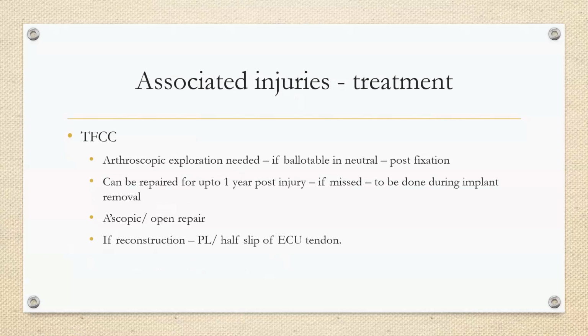With respect to the treatment of associated injuries in distal radius fractures, the indication for an arthroscopic exploration is the presence of DRUJ instability following fixation, which invariably implies a possible TFCC injury. All distal radius fractures should be checked for DRUJ stability after primary fixation, and if found unstable, arthroscopy can be done to look for any possible tear in the TFCC.